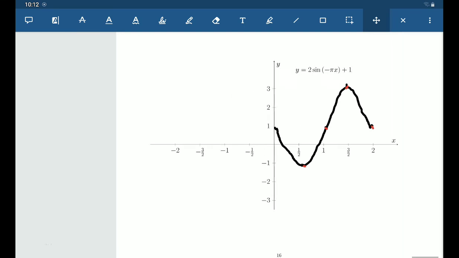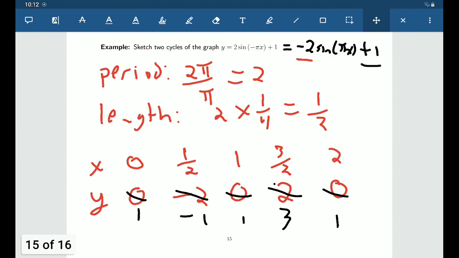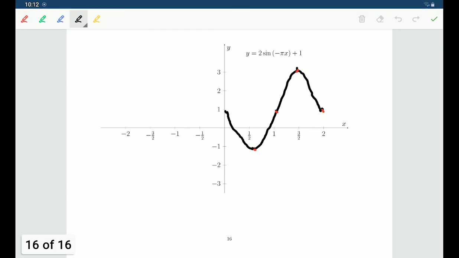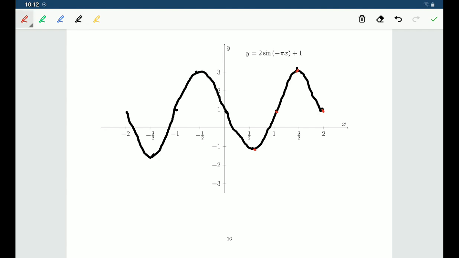And of course I wanted to sketch 2 cycles of this graph, so that means then I'll just need to continue my graph on the other side, which means the y value will be then going up to 3, then back to 1, then back to -1, then back to 1 again. And there we go. And of course, I would want to label those coordinates for those points as well.